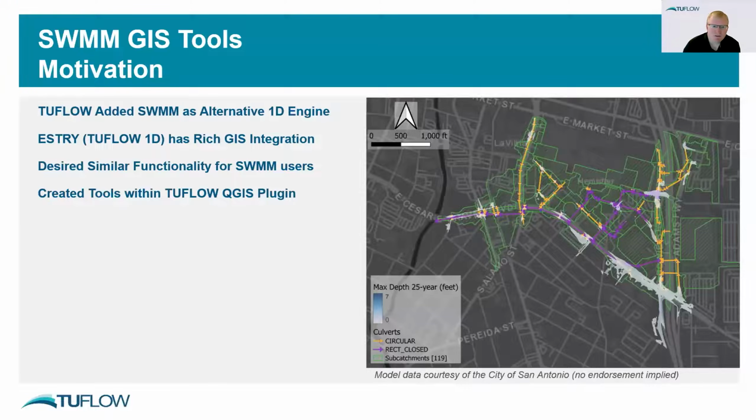So first off, what was our motivation? Well, TUFLOW added SWMM as an alternative to the 1D engine. TUFLOW's 1D engine, which we call ESTRY, has a rich GIS integration, and we wanted to be able to provide that same functionality for our SWMM users. And so we created some tools within the TUFLOW QGIS plugin to be able to bring over your SWMM data and work with it inside of GIS.